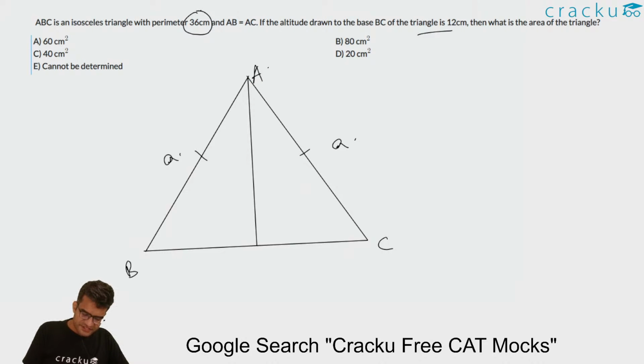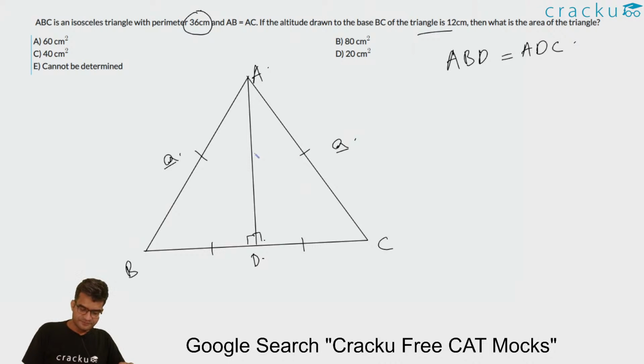Now in an isosceles triangle, if an altitude is drawn from the vertex, it will intersect the other side at the midpoint. This can be easily proved also, because if say this is point B, triangle ABD is congruent to triangle ADC, because we have 2 sides to be the same.